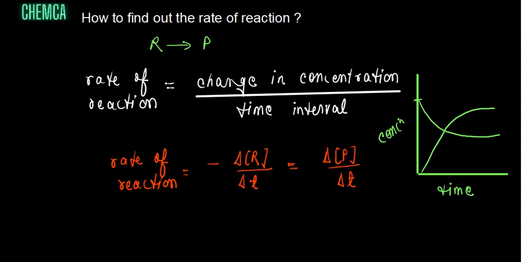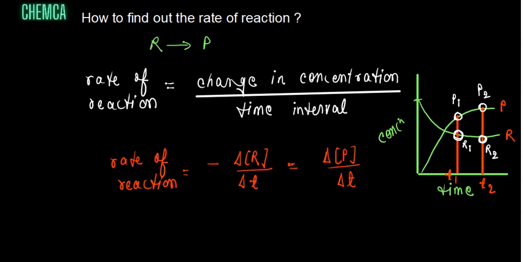So if you take two time intervals, let the first be T1 and the second one be T2. The graph which is starting from the origin will be for the product, and the one which has started from the top will be of reactant. As the reaction moves ahead, concentration of reactant will decrease, whereas the concentration of product will increase. So initial concentration of reactant was this, let it be R1, and this is concentration of reactant at time 2, that is R2, whereas for product this will be P1 and this will be P2.